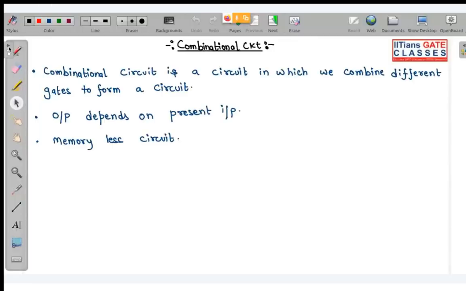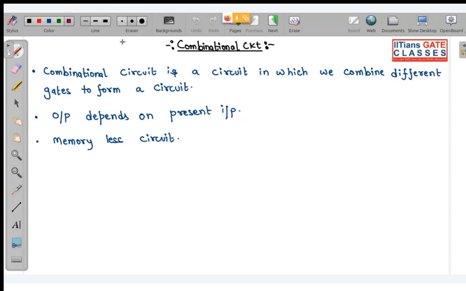Yeah. So now let us start combinational circuit. So what do we mean by combinational circuit? Look at the name. Combinational circuit is basically a circuit in which we connect different gates to form a circuit. We connect different gates to make a circuit that serves a purpose.